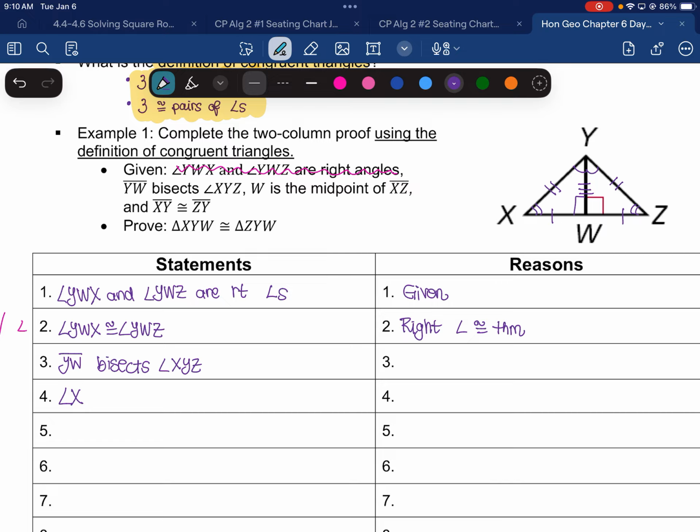Do you remember everything we talked about yesterday? Wherever you see X, you always got to see Z, right? So if you say X, Y, W, you got to say Z, Y, W. Are you with me? Yeah? Okay.